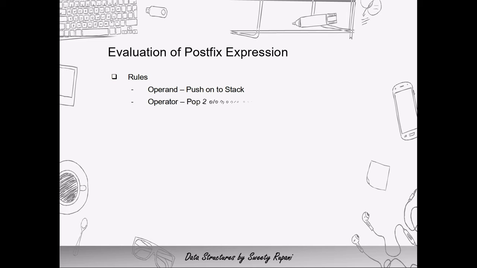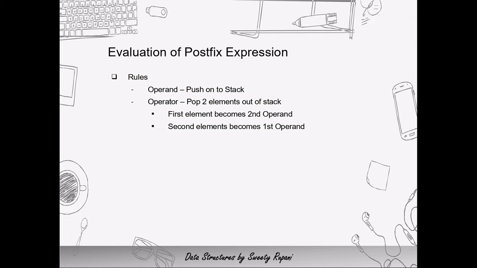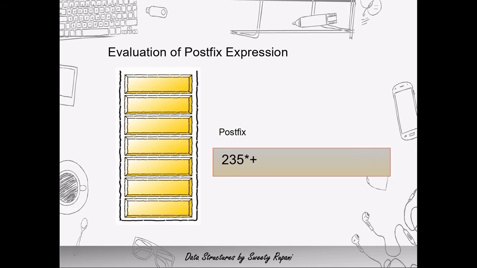We will convert it to an integer before computing its value. Whenever you come across an operator, you have to pop two elements out of the stack. The first element that is popped out becomes the second operand, whereas the second element that comes out becomes the first operand, as this is last in first out. Then you will compute with these two operands, and once you have a result, you will push this result back onto the stack.